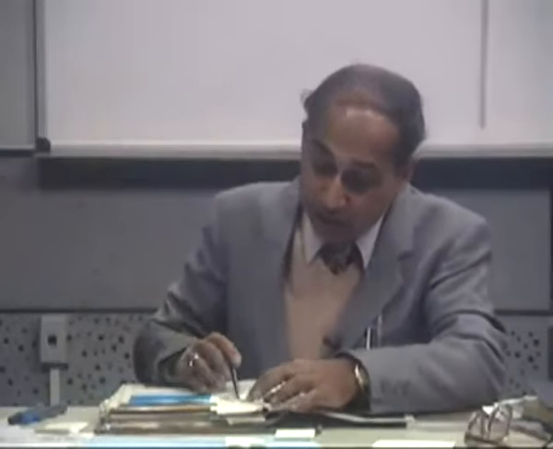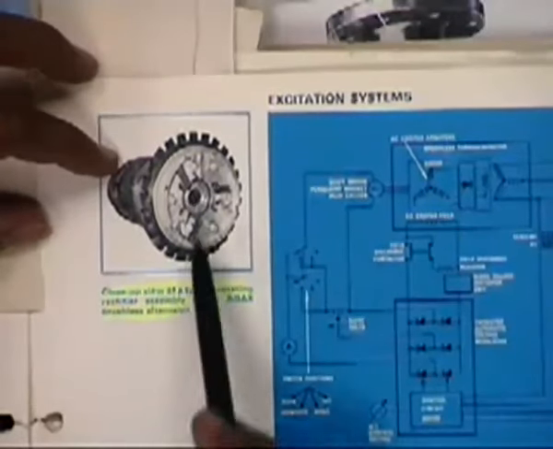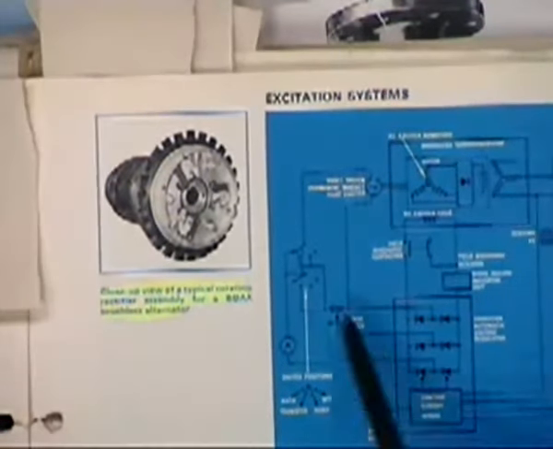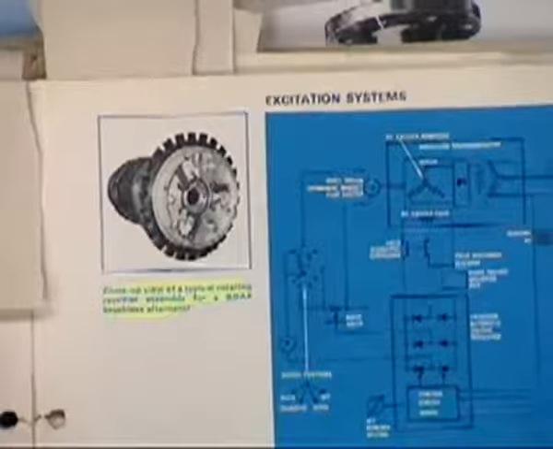Now we come here to a rotating diode, a rotating rectifier assembly of a brushless alternator, which again is shown here. With of course this is the complete circuit diagram of the brushless alternator.